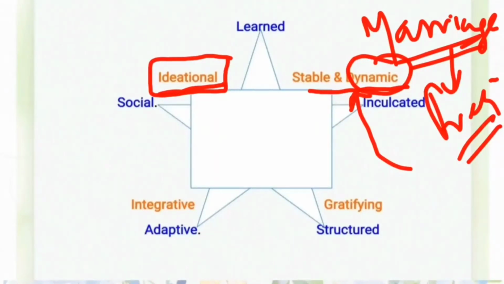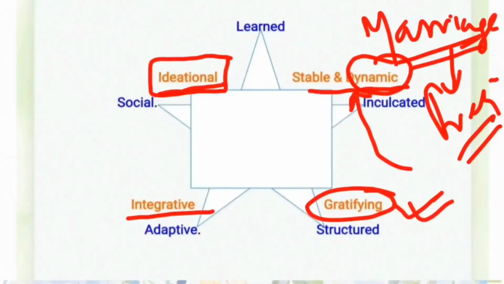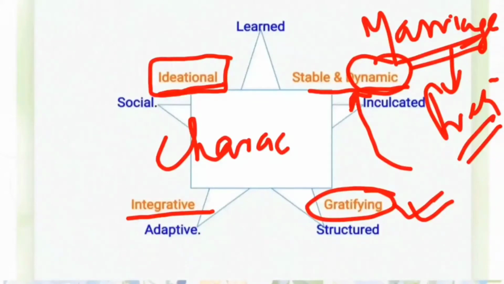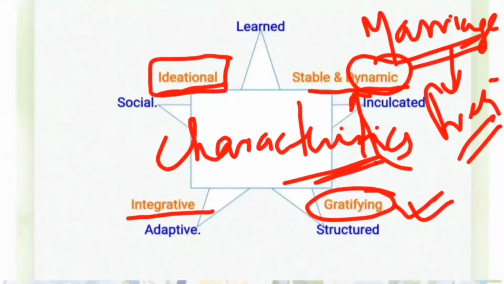Now the culture is integrative as well, because it teaches us how to be mutually adjustable in a particular environment. Culture is gratifying also, as it fulfills our biological and other secondary needs. So that is why we can say that it is gratifying. These are a few characteristics of the culture. You can add more also.